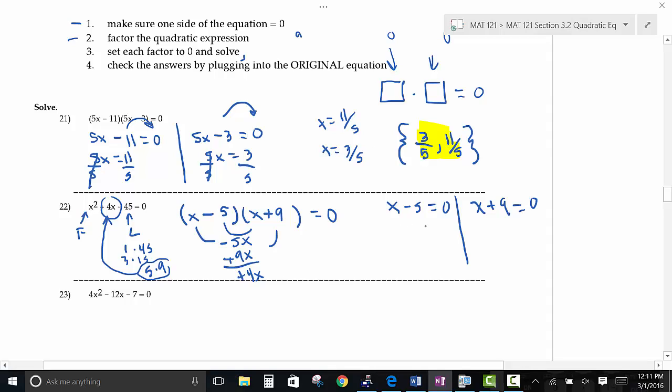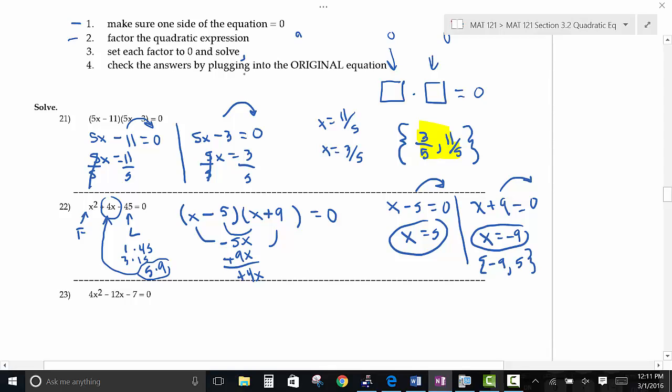So what are the two answers to these equations in your head? 5 and negative 9, right. Okay, so this is going to be x equals 5 because you would add 5 to both sides. And then this one you could subtract from both sides, so you would get negative 9. Okay, and then typically you write it as a solution set like that.